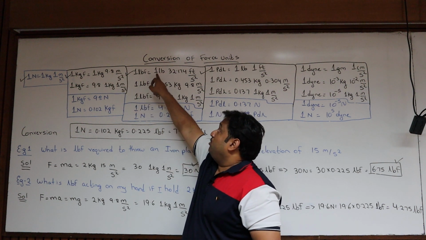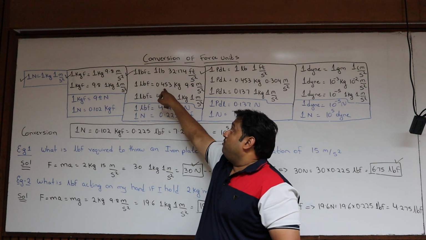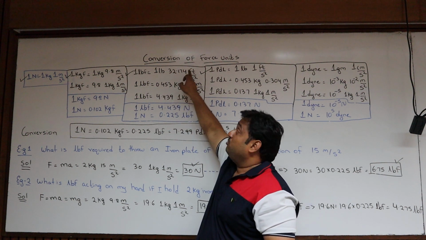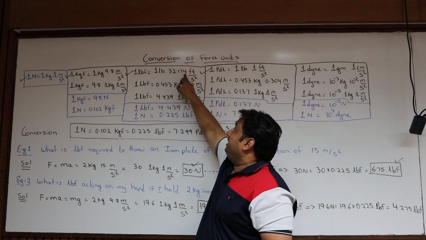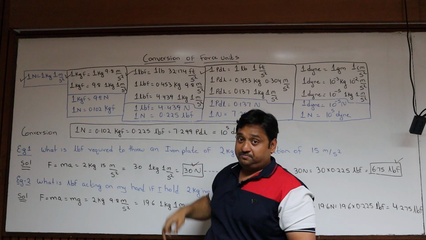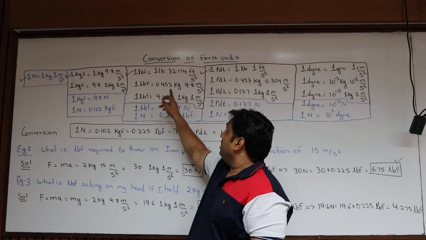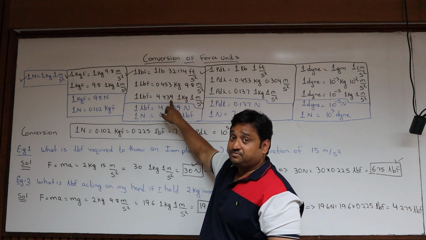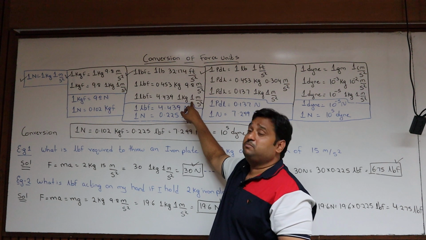1 lb force is equal to 1 lb. What is 1 lb? It is nothing but 0.453 kg. Now I have to convert feet to meter: 32.174 feet is nothing but 9.8 meter. Now what is 0.453 into 9.8? It is nothing but 4.439 into 1 kg into 1 meter per second square.